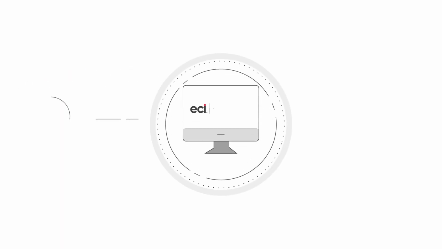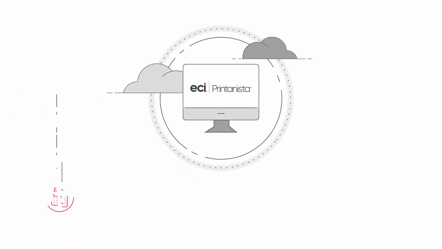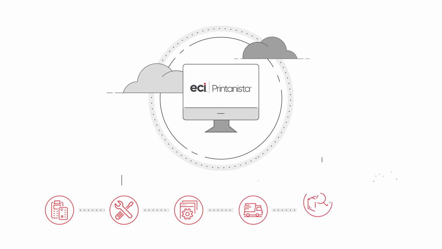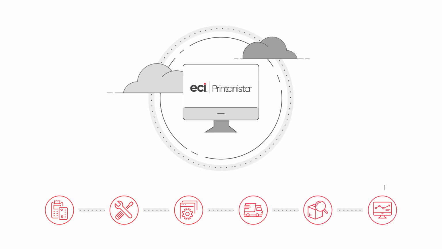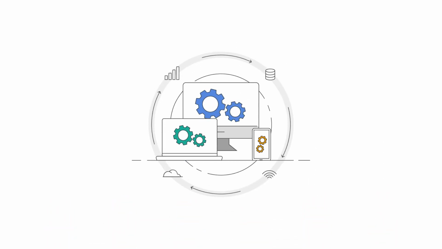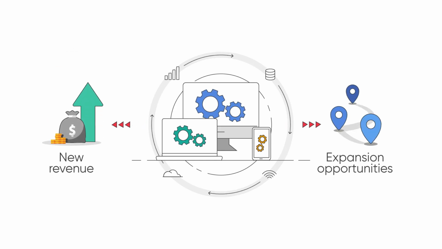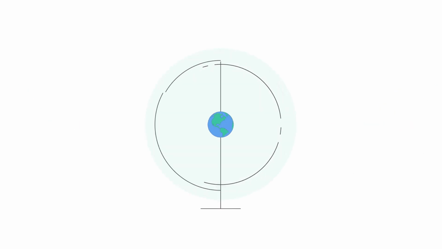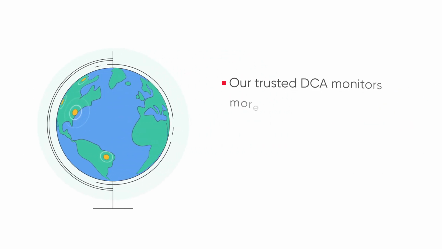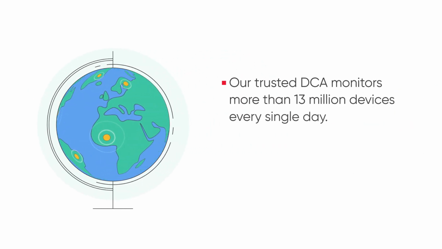Printanista is part of ECI's fully integrated office technology suite, designed to streamline workflows and connect your entire organization. With Printanista data fueling automation for your managed print business, your team can focus on supporting new revenue and expansion opportunities. Dealers all over the world trust our DCA to monitor more than 13 million devices every single day.